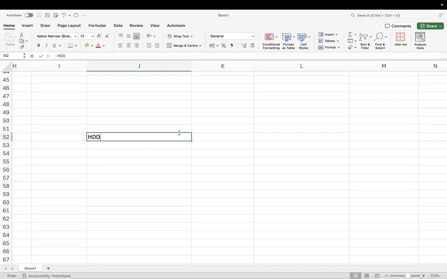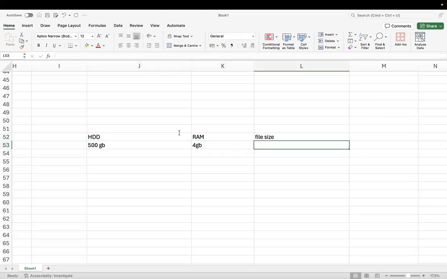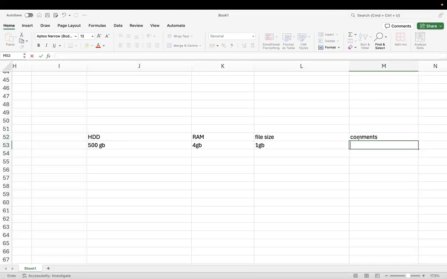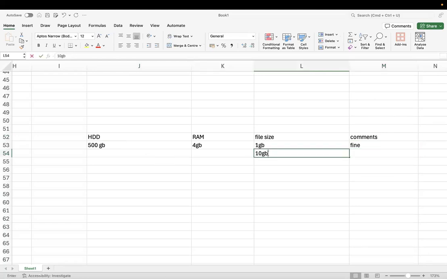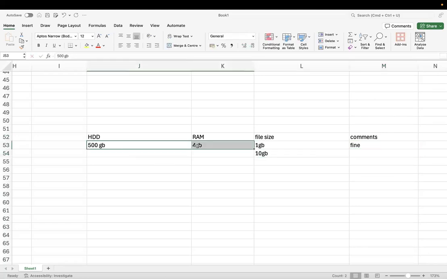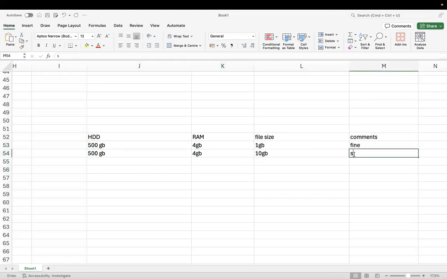So let's say your hard disk is 500 GB and your RAM is 4 GB. This is a standard configuration that I'm expecting. If the file size is 1 GB, it's fine, right? There is no problem. But what if the file size is 10 GB with the same configuration? Then the system is going to crash.